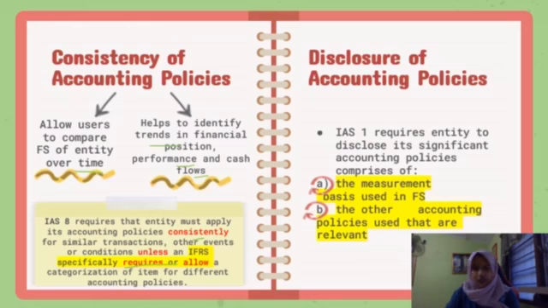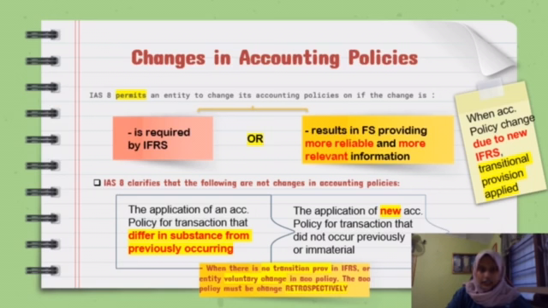Moving on to the disclosure of accounting policies, IAS 1 requires the entity to disclose its accounting policies, which comprise: number 1, the measurement basis used in the financial statements; number 2, the other accounting policies used that are relevant; and last but not least, changes in accounting policies.